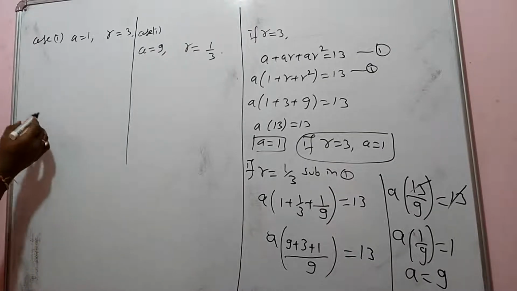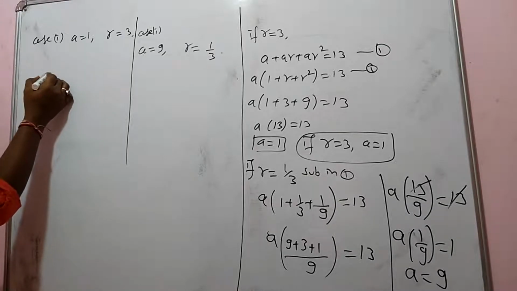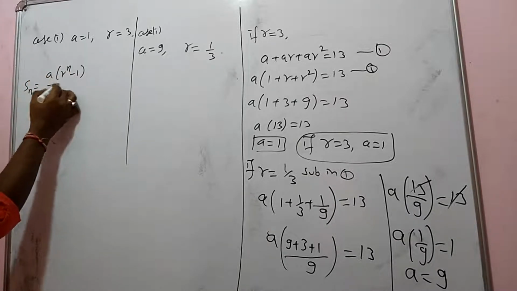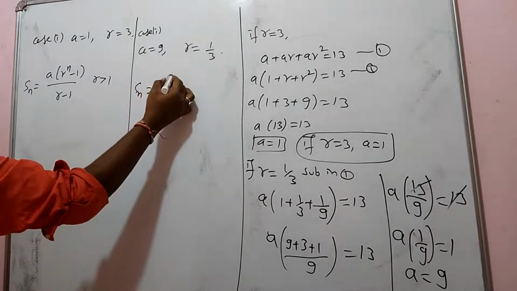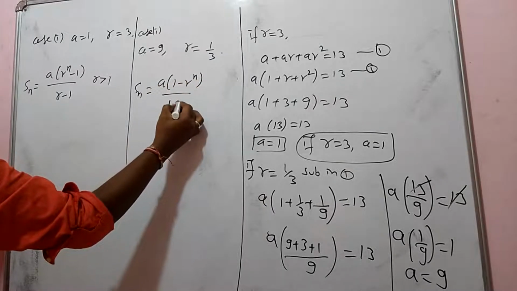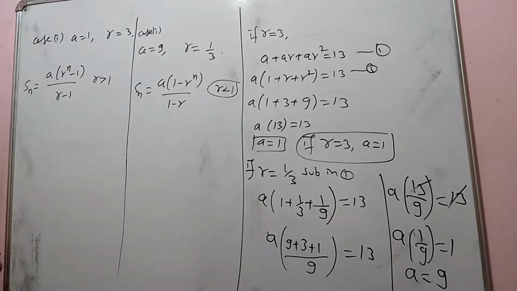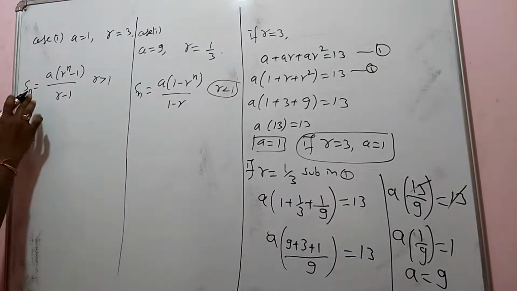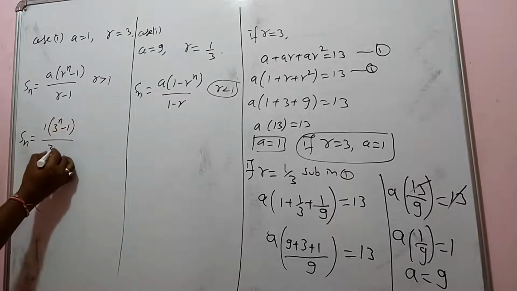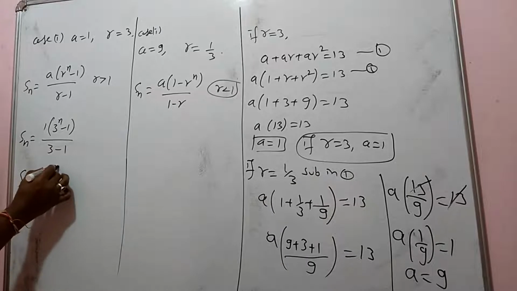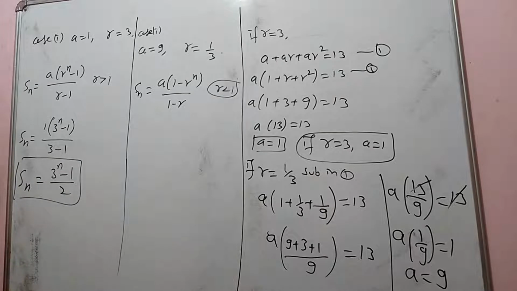So I am asked to find the Sn formula. When R is greater than 1, Sn formula is A into R to the power n minus 1 by R minus 1. Sn is equal to A into 1 minus R to the power n by 1 minus R when R is less than 1. So two cases, two Sn formulas. So Sn is equal to, A value is 1, R value is 3 to the power n minus 1 by 3 minus 1. So Sn is equal to 3 to the power n minus 1 by 2.